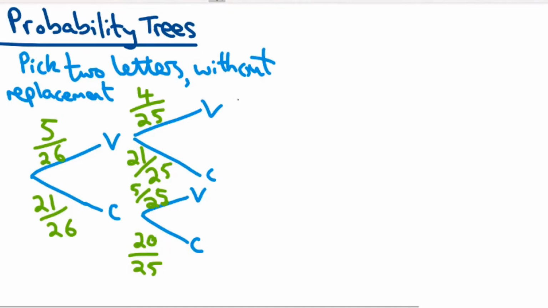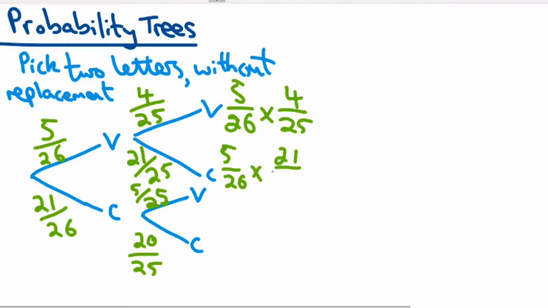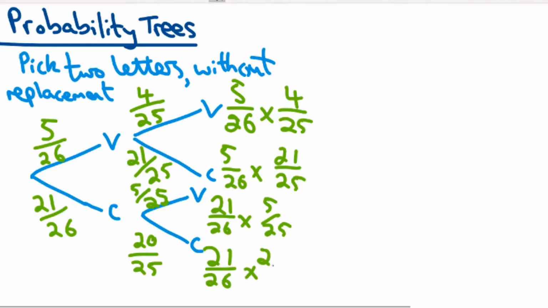At this stage then, we can just do what we did before, times along branches, so we'll have 5 over 26 times by 4 over 25, 5 over 26 times 21 over 25, 21 over 26 times 5 over 25, and then lastly, 21 over 26 times by 20 over 25. These once more, you just put in your calculator, and you will get 2 over 65 for the first one, 21 over 130 for the second.